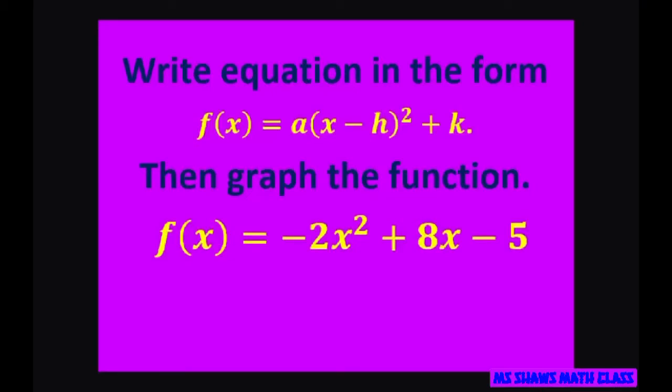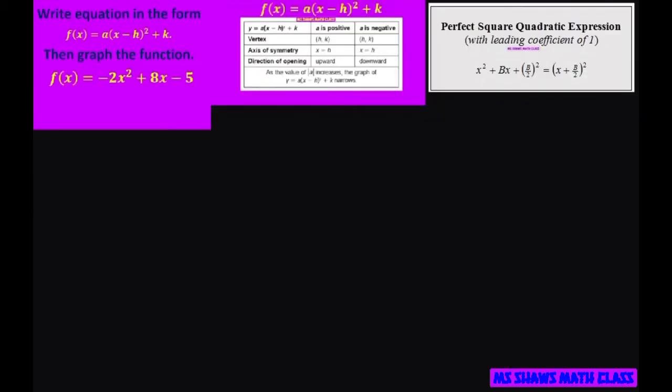Hi everyone, we're going to write f of x equals negative 2x squared plus 8x minus 5 in vertex form and graph the function. So it's negative here, that means this is going to open downward.